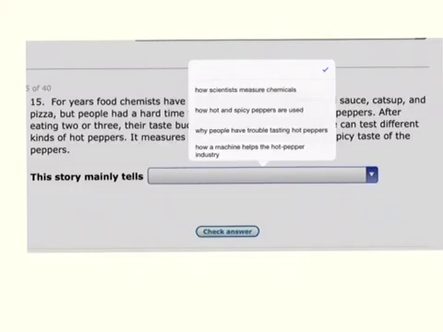The last choice is about how a machine helps the hot pepper industry. Well, it does talk about a machine. It's been talking about hot peppers and how they're used and what people use hot peppers for. That's all about the hot pepper industry. So my guess is that it's a machine that helps the hot pepper industry. That's the main idea, what it's mostly about. And when we checked our answer, we were right. It's how a machine helps the hot pepper industry.